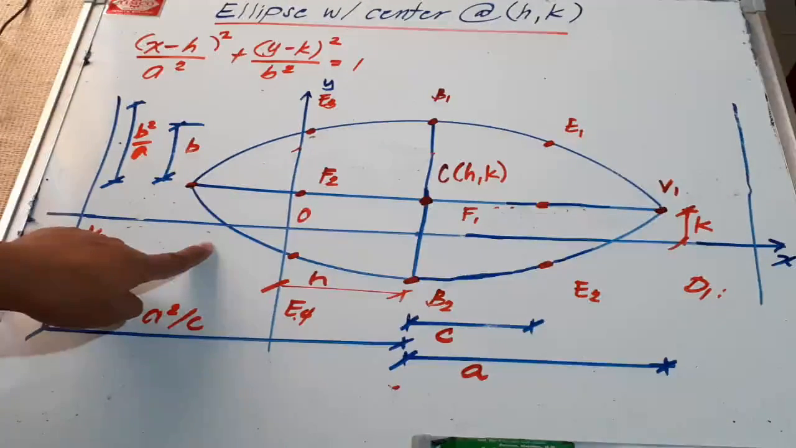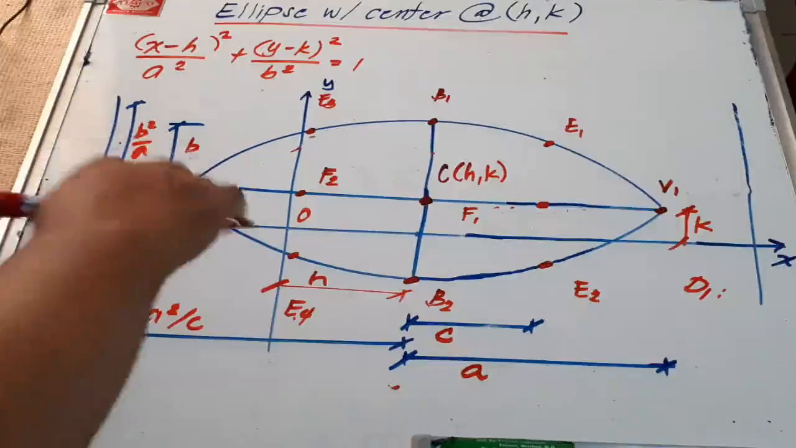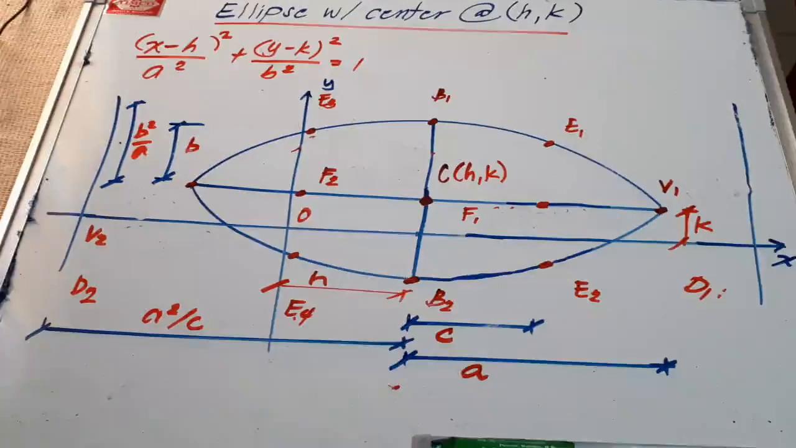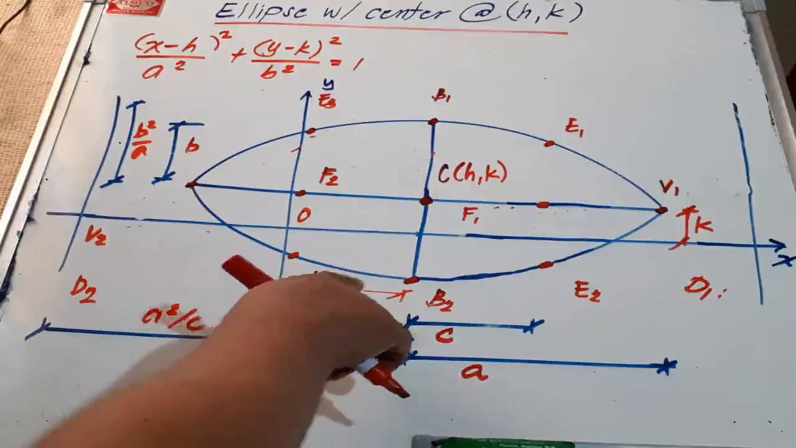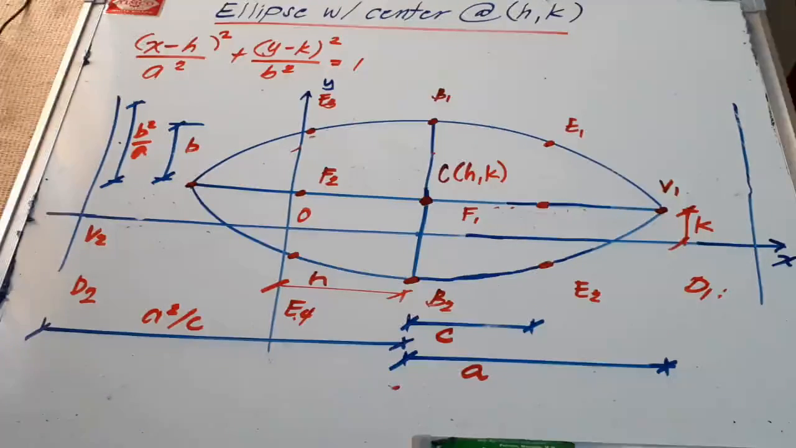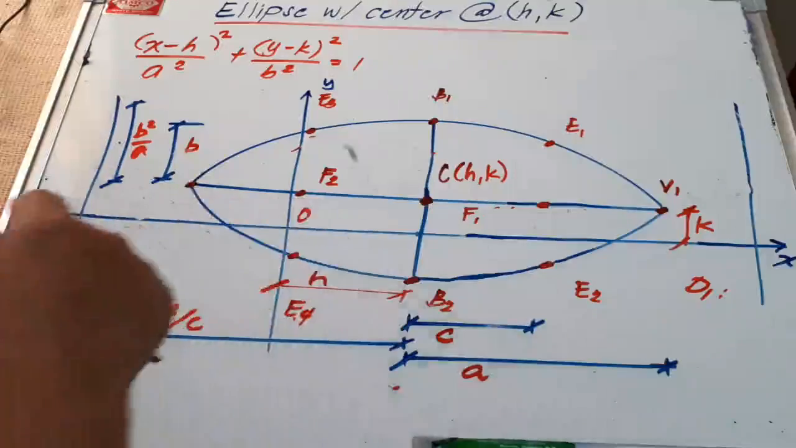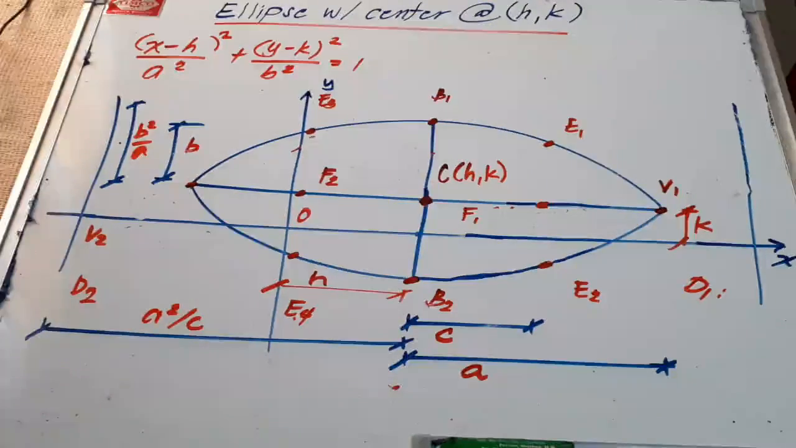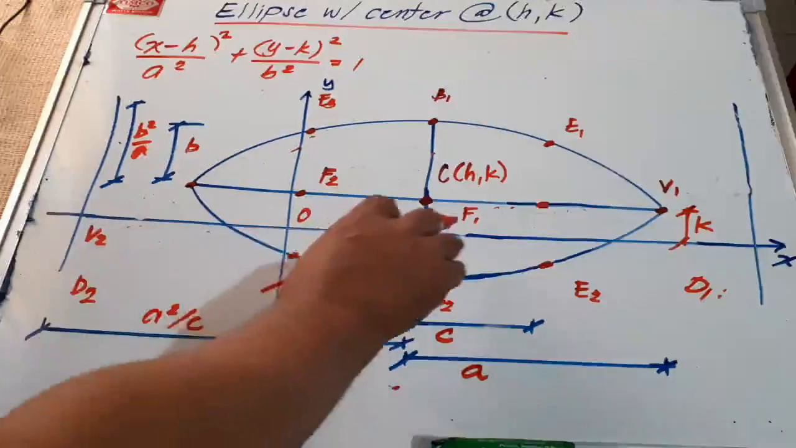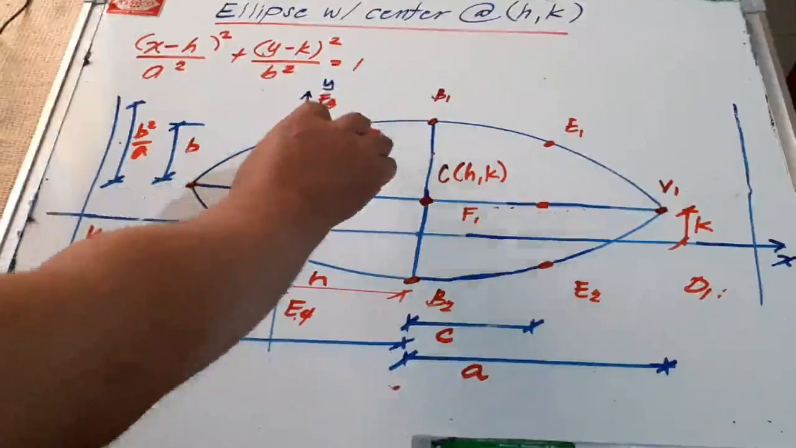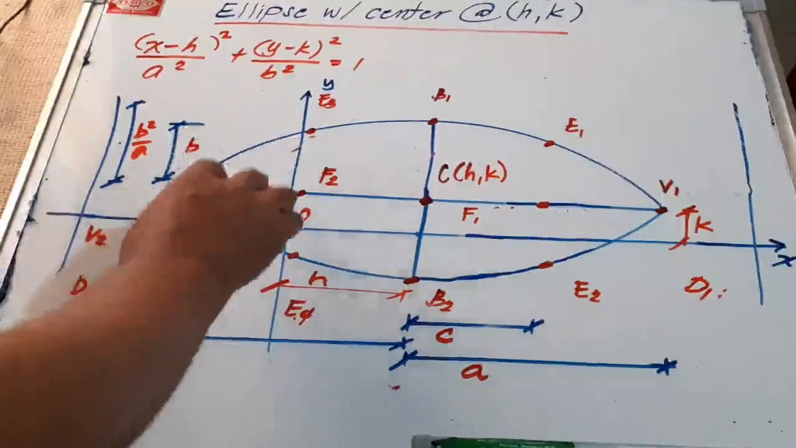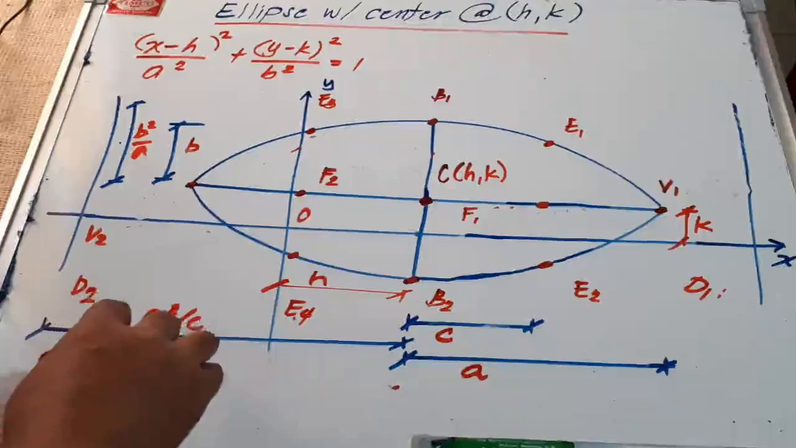Ano yun? The ellipse is horizontal. The major axis of the ellipse is parallel to x-axis. And the minor axis of the ellipse is parallel to y-axis. Okay? And the center of our ellipse is located at (h, k). Now, our objective is to determine the coordinates of these points. We have V sub 1, V sub 2, F1, F2, B1, B2, and the endpoints of the lateral recta, E sub 1, E sub 2, E sub 3, and E sub 4, and also the equations of the directrices.